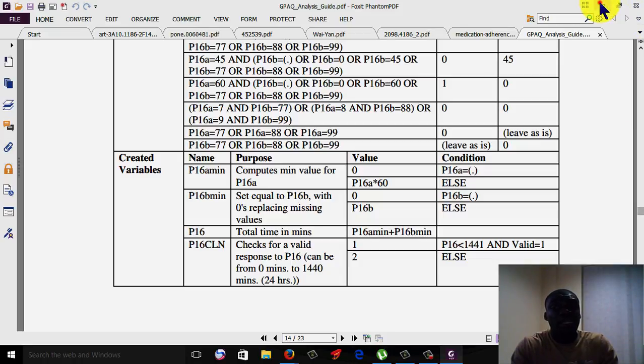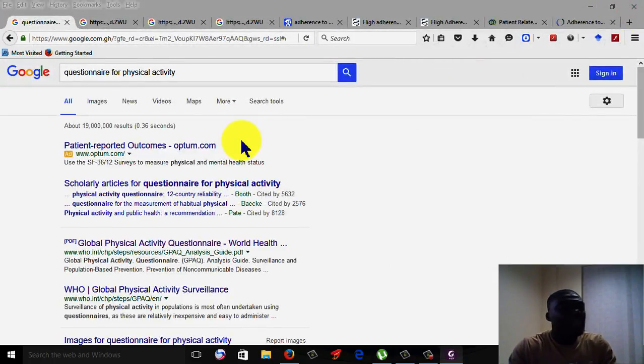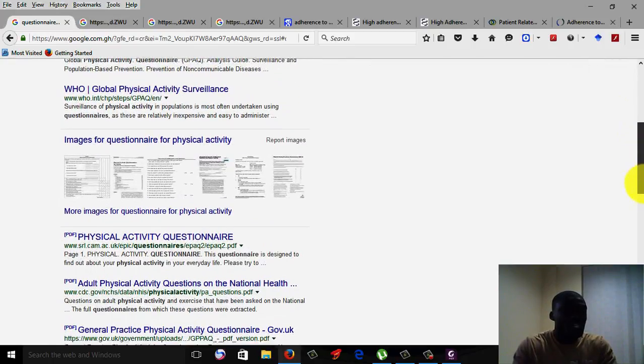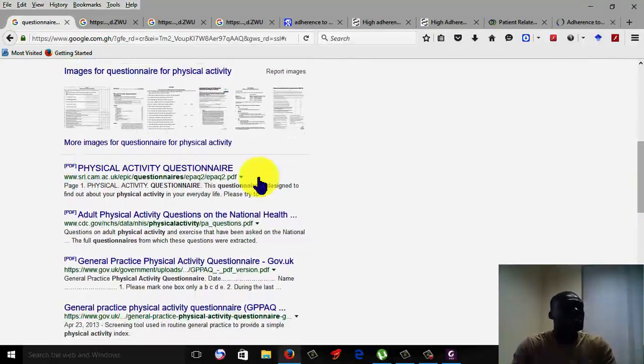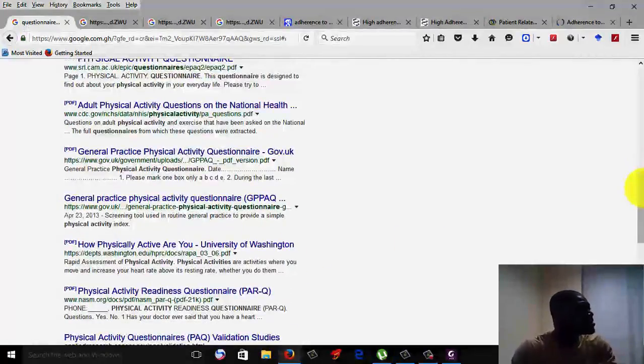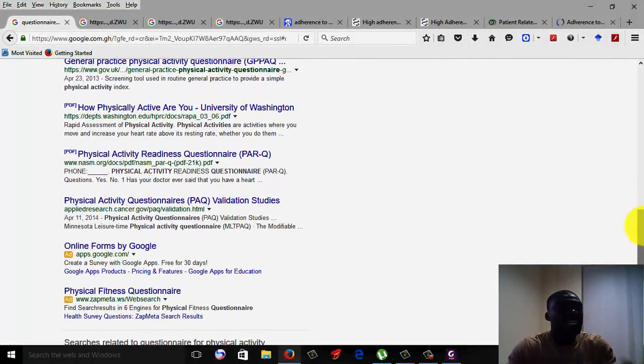So we've done that with 2 subjects and we have been successful. And I can tell you with almost every subject that you pick on and you want to assess something on it, you will get so many. So you see physical activity questionnaire, adult physical activity questionnaire, general practice physical activity questionnaire, so many of them. So you go through them and you pick up the ones that you think are important for you, that will help you do your thing, and then you do them.